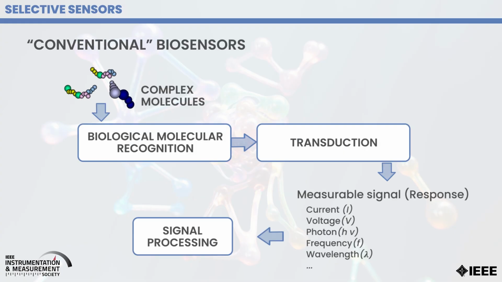This tutorial will deal with the development of optical biosensors for point-of-care test devices. In particular, when dealing with selective sensors, two different components can be distinguished, which are the molecular recognition element and the transduction system. In the case of conventional biosensors, the molecular recognition element is a biological one, such as, for instance, antibodies, enzymes, aptamers, and so on.